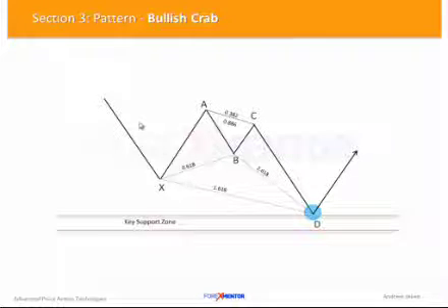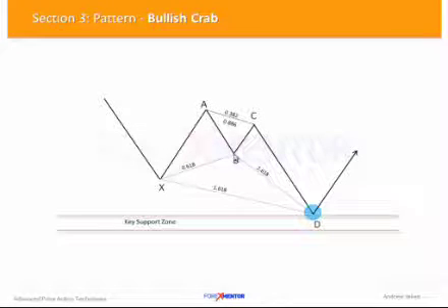So, quick recap, we have price approaching a key support zone. It falls just short of the zone and rallies. We label this rally X to A. We then retrace. The important number in this pattern is the retracement of the XA swing. It's a 61.8 retracement.